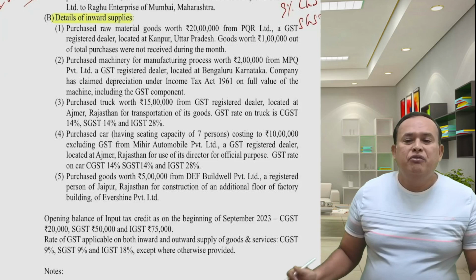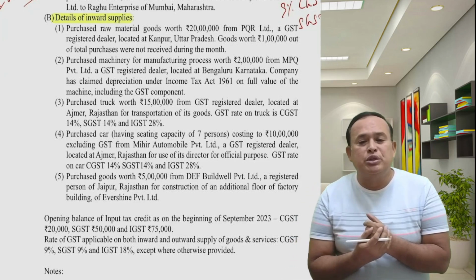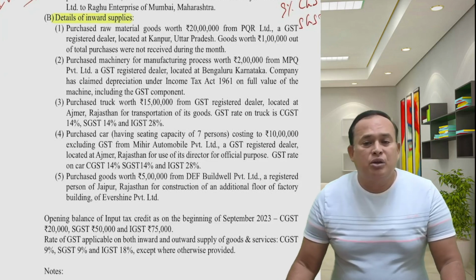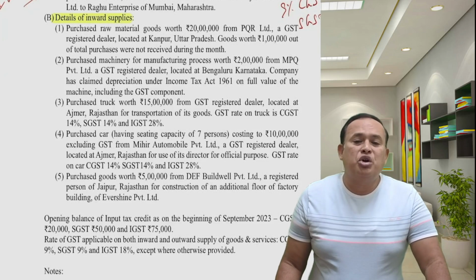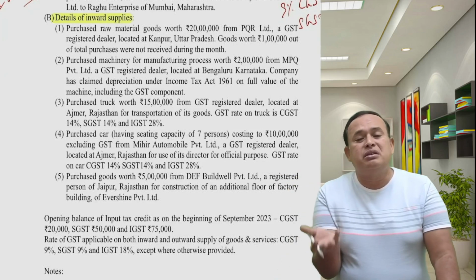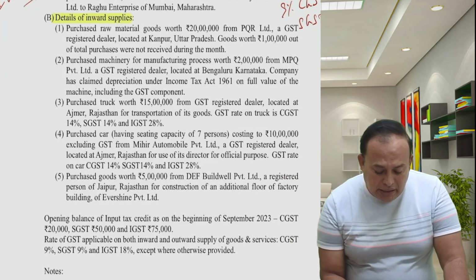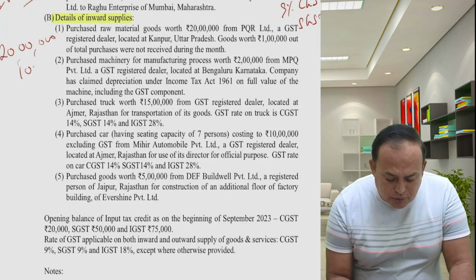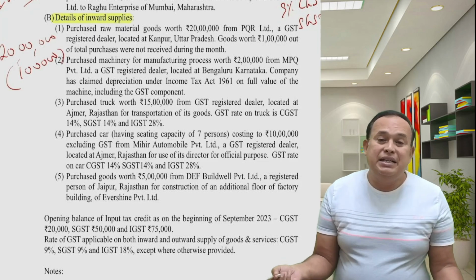Inward supplies. When we talk about inward supplies, here they said purchase of raw material goods worth rupees 20 lakhs from PQR Limited, a GST registered dealer located at Kanpur, Uttar Pradesh. Goods worth rupees 1 lakh out of the total purchase were not received during the month. If the goods are not received, input tax credit to that extent is not allowed. Therefore, what is the value here? They got 20 lakhs worth of the goods. Out of 20 lakhs worth of goods, 1 lakh of goods not received. Therefore, to the extent of 1 lakh worth of goods, ITC is not allowed.